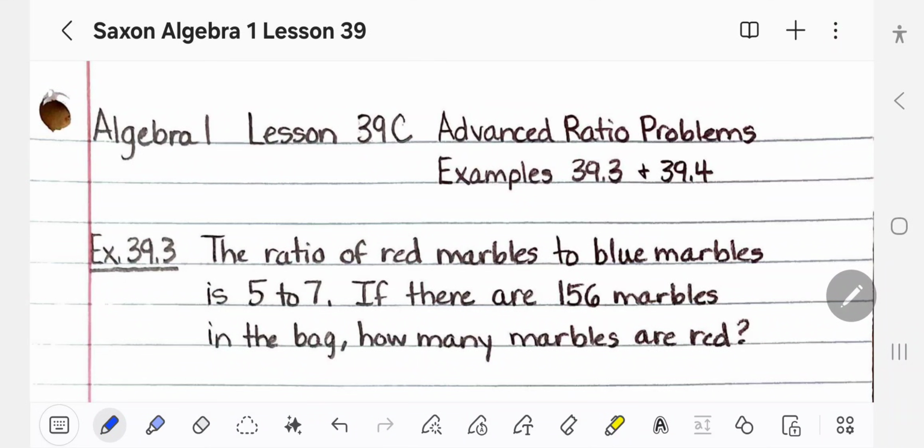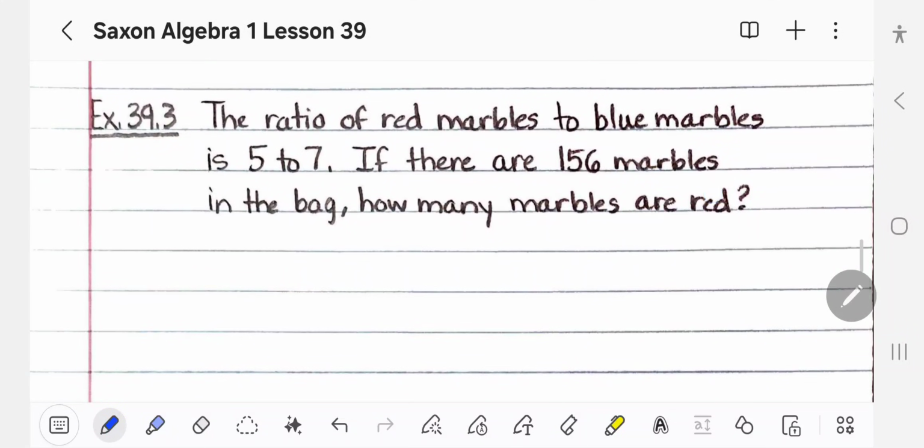This is Algebra 1, Lesson 39C, Advanced Ratio Problems. We're going to do examples 39.3 and 39.4. Example 39.3. The ratio of red marbles to blue marbles is 5 to 7. If there are 156 marbles in the bag, how many marbles are red?